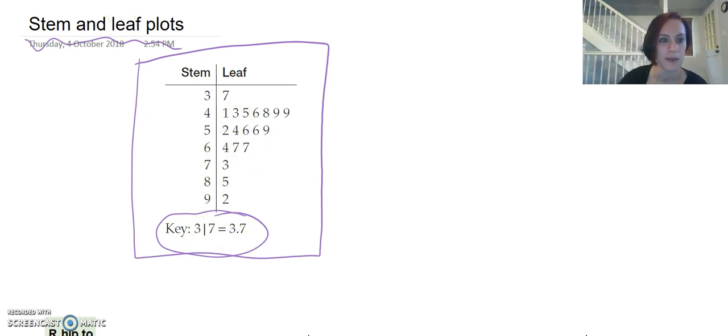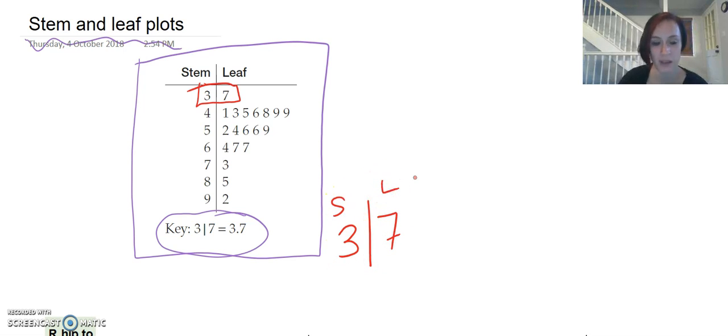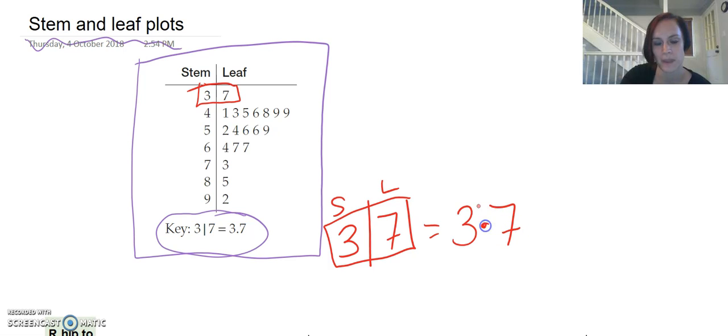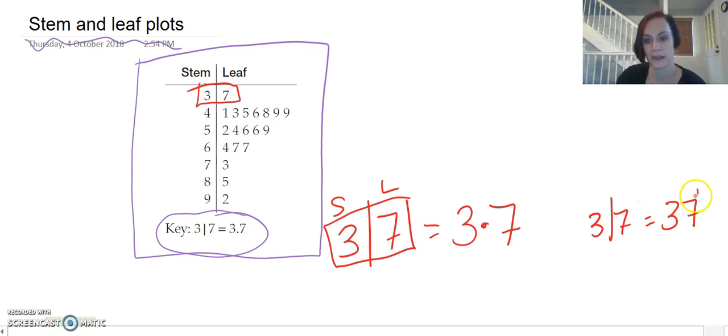Now, this particular one is decoding this piece of data. It's saying 3-7, or the stem of 3 and the leaf of 7 put together is one data point, and that equals 3.7. Now, if that key had said 3-7 equals 37, that would be completely different. That'd be a different data point, say 3.7.